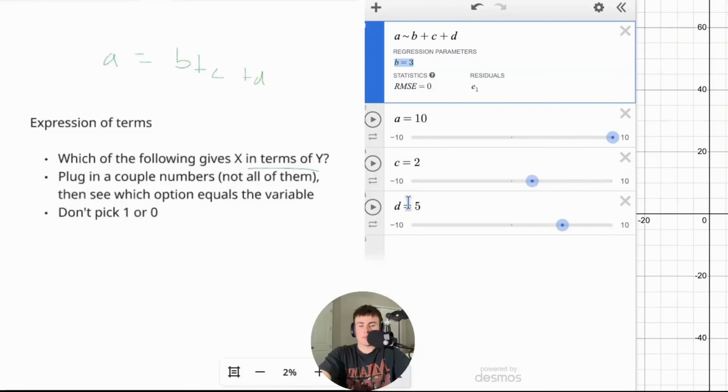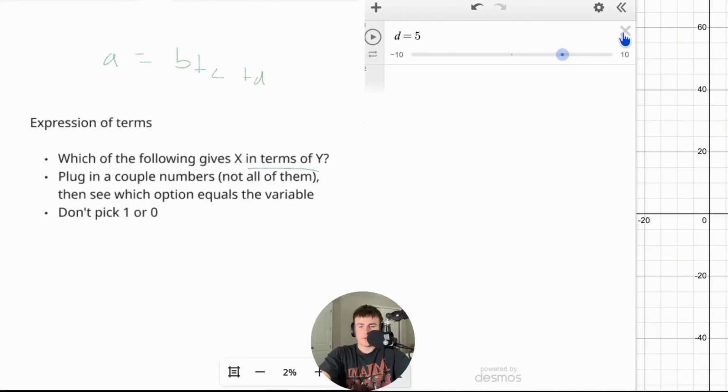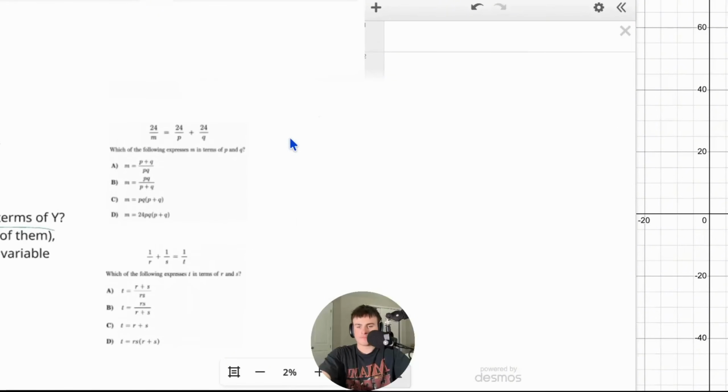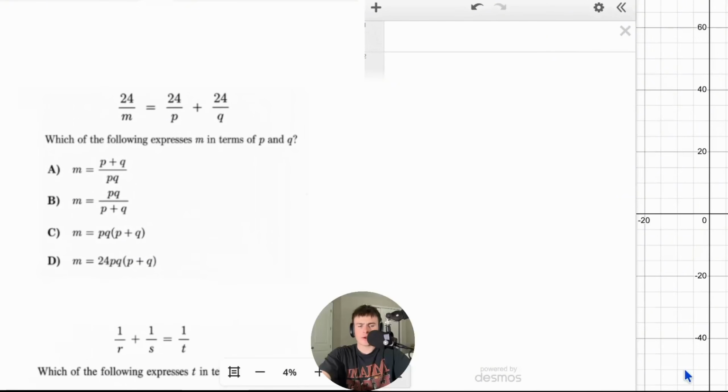Just don't pick 1 or 0, because if you pick 1, there might be multiple options that are correct at the same time. You only want one to be correct. So I usually pick 10 or 5 or something. But regardless, let's do an example. And I want you to try and do it before I do it. So I'll give you a second to pause the video, and let's do it.